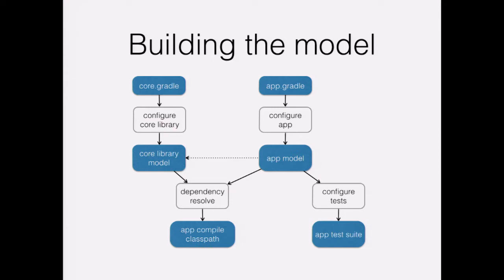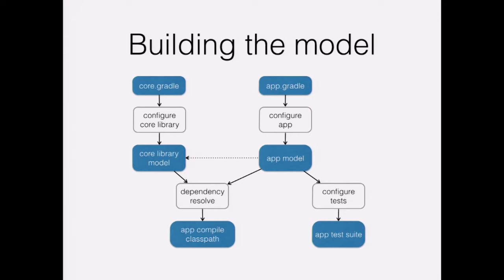So in order to build my application model, I need to know what the compile class path is. That's a model. That's something we need to know before we can start building. So in order to do that, I need to invoke this piece of logic to resolve the dependency graph. Its inputs are the application model. What are the dependencies declared in there? Let's start resolving them. It has a dependency on the core library, so I'm going to need its model as well. It's an input into this dependency resolve logic. It does its thing, out comes a class path.